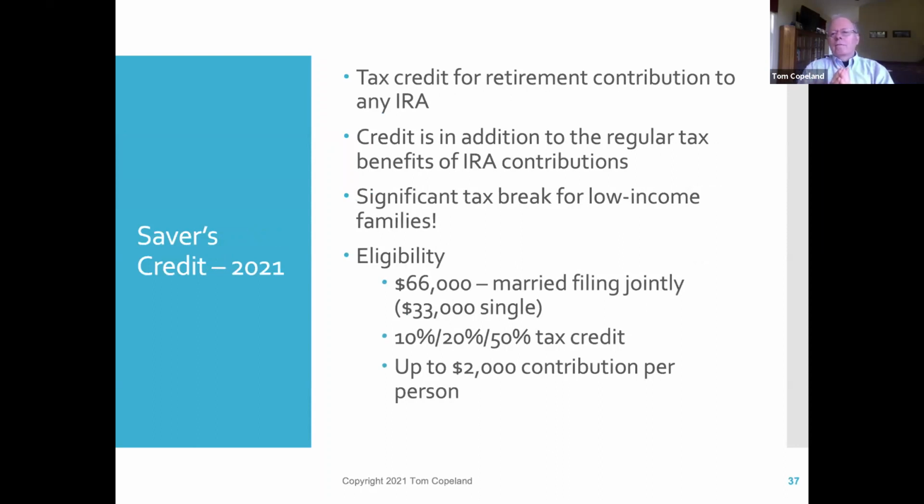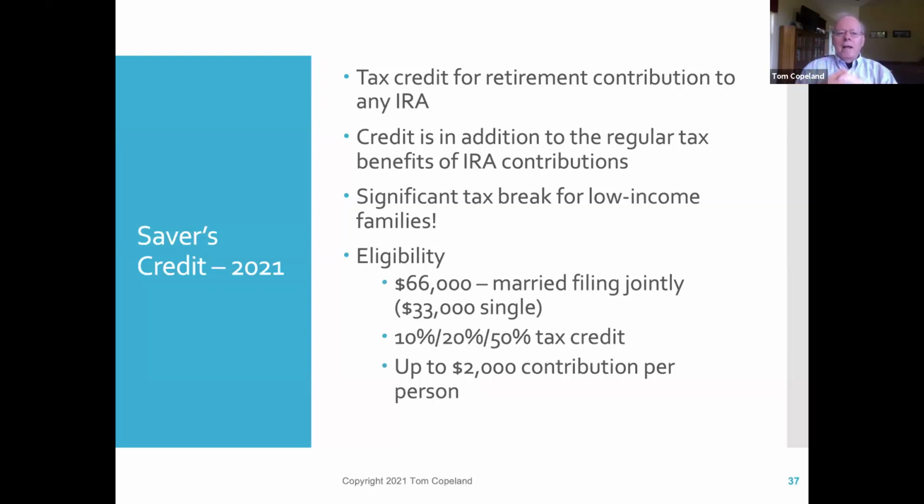Savers credit is a credit for low income taxpayers, including low income providers. It's a double tax benefit. You make a contribution to an IRA, you get a tax deduction, and if you're eligible for this, you get another tax credit on top of that.